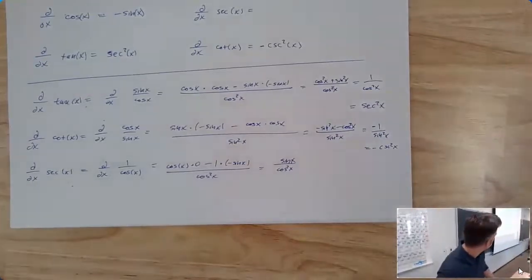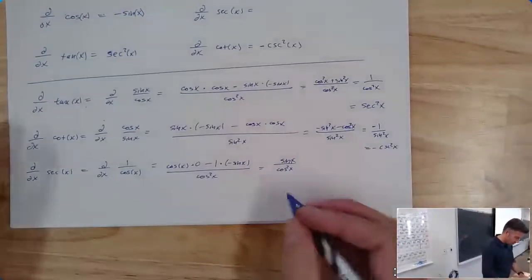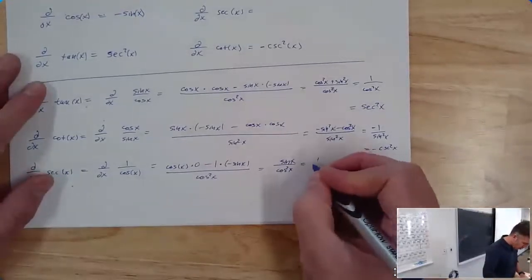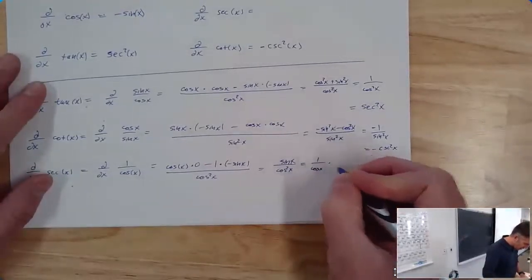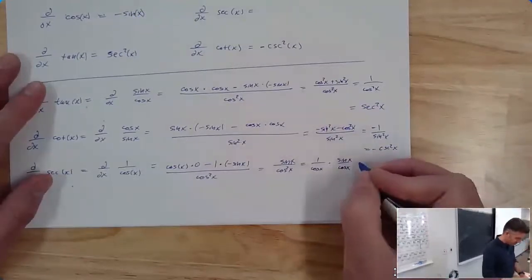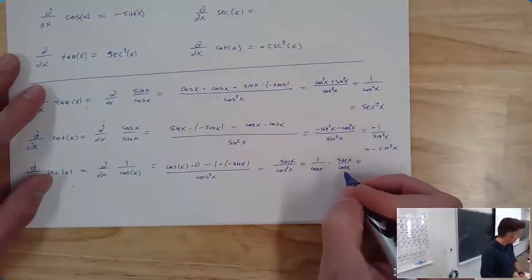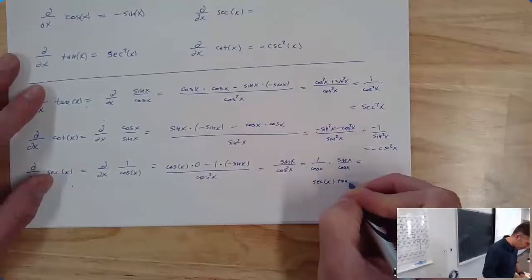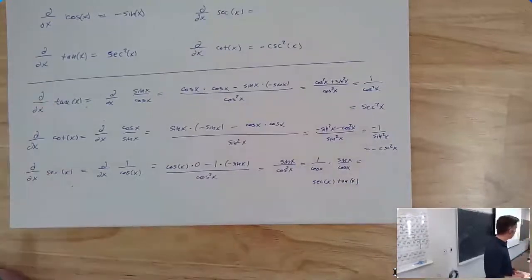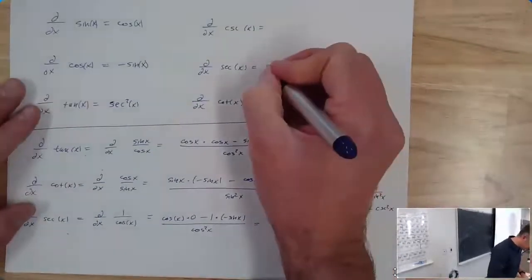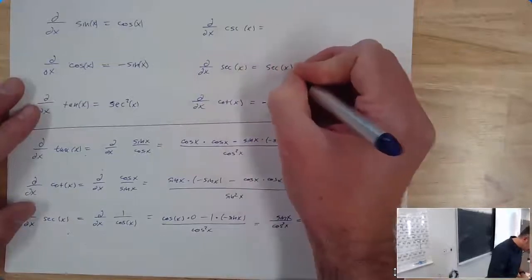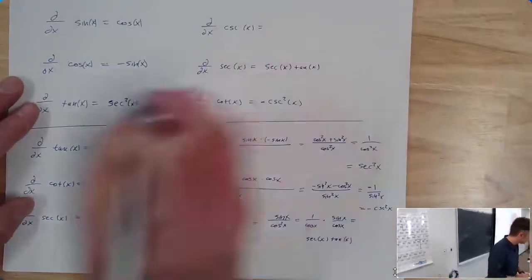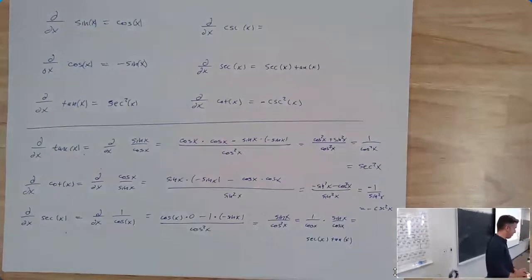Let me move this cursor out of the way. We're going to re-express this as 1 over cosine x times sine x over cosine x. And then we're going to rewrite each of those as secant x times tangent x. That's how people typically write the derivative of secant. So the derivative of secant x is secant of x times tangent of x. Now here's what I would like you to see before we do the last one.